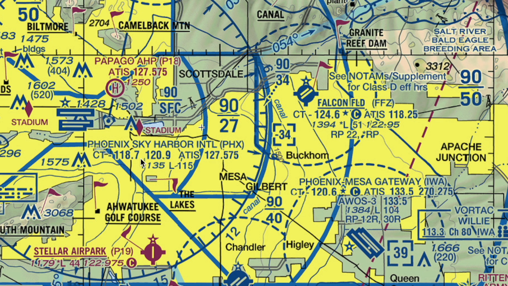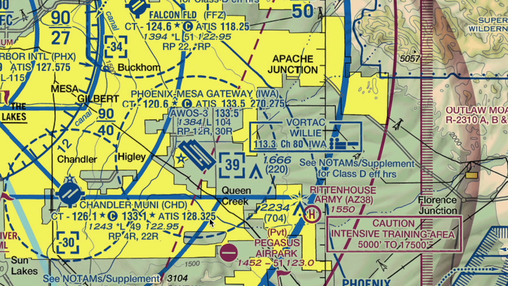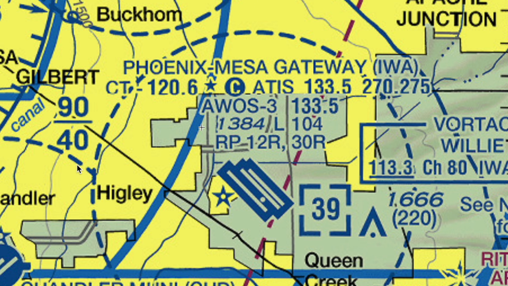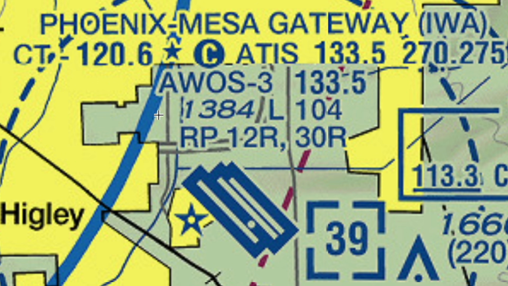Let's go to another airport to see what's listed in their information block. I am at Phoenix Mesa Gateway, and at the very bottom in the informational block, you'll see it says RP 12R, 30R. What does that mean? Well, I'll tell you. RP stands for right pattern. 12R refers to runway 12 right, and 30R refers to runway 30 right. This notation means that right-hand traffic patterns must be used when approaching or departing runway 12R and or 30R.